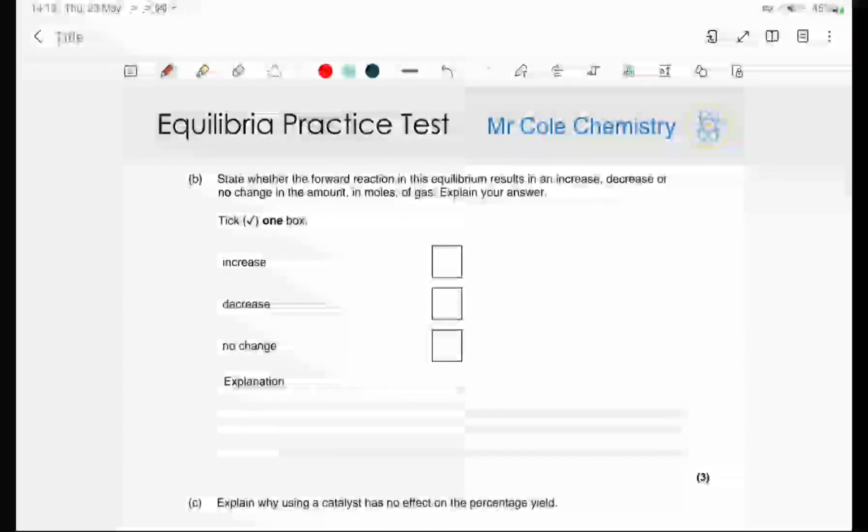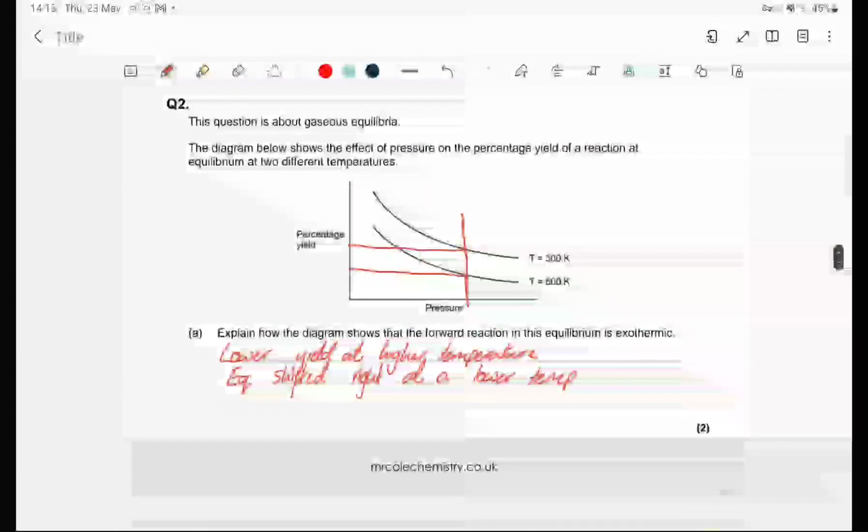So question B is still looking at Le Chatelier's principle, but this time we are looking at pressure. So you want to be looking at an individual line. It doesn't matter which one you look at, you can look at the 300 Kelvin or the 600 Kelvin, but just look at a single line. So you can see that as the pressure increased, the percentage yield decreased.